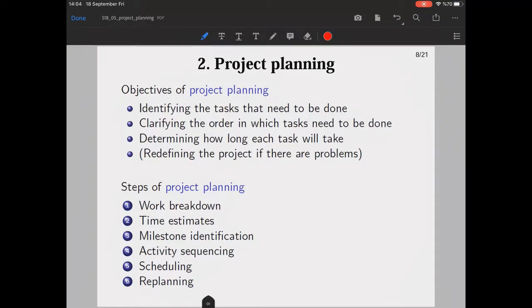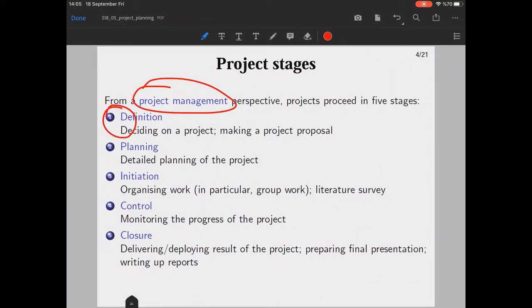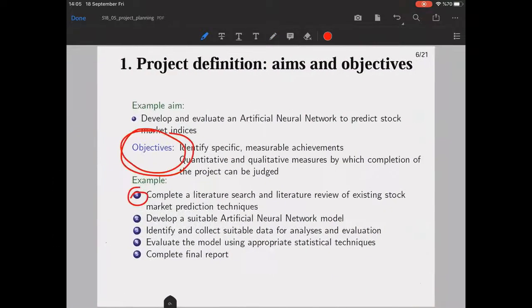Now, the second one is project planning. The objectives of project planning are identifying the tasks that need to be done, clarifying the order in which tasks need to be done, and determining how long each task will take. And this one is optional: redefining the project if there are problems at this stage. We're talking about the project planning stage here now.